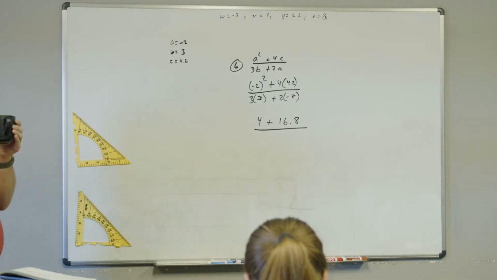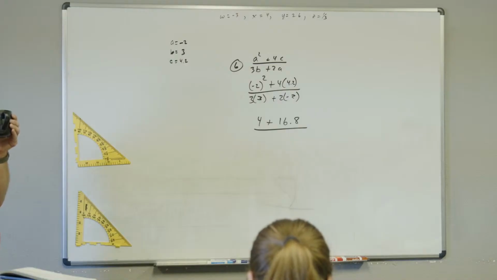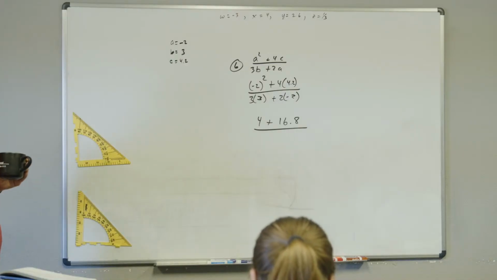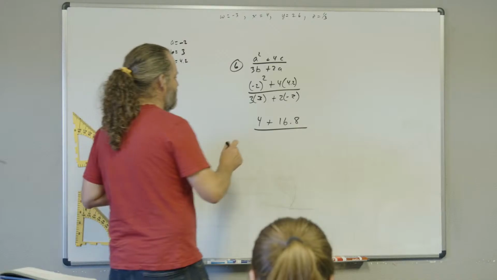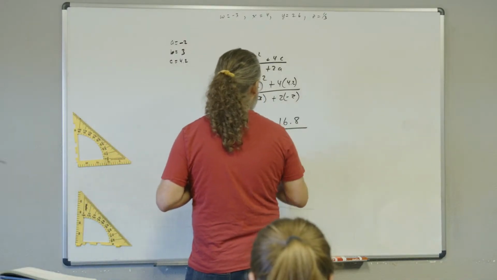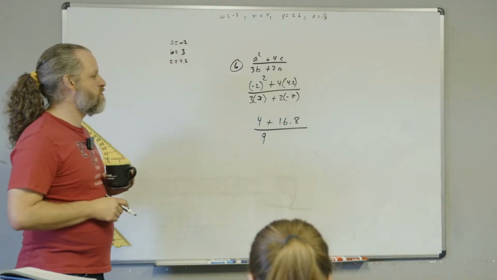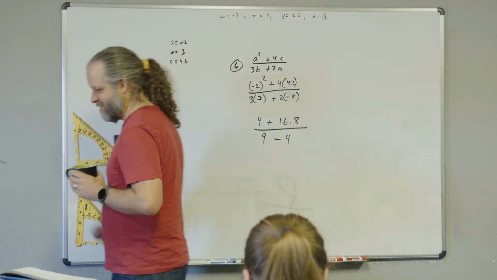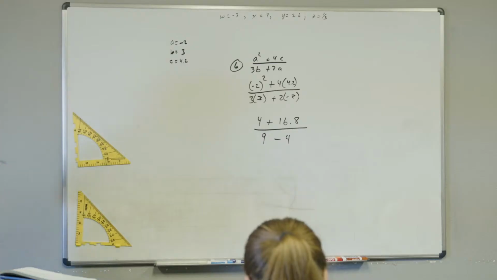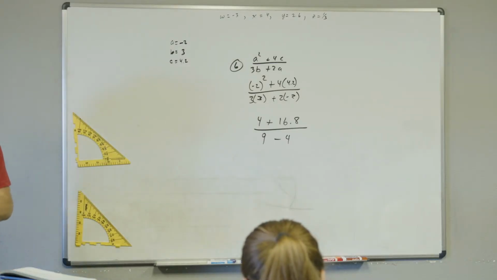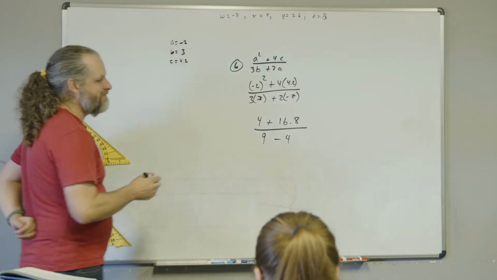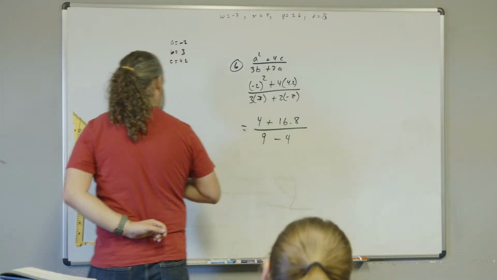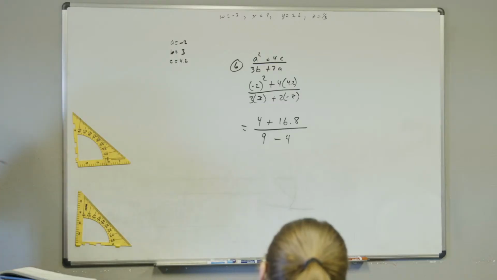What do we do now? What's 3 times 3? 9. Wow. What's 2 times -2? -4. Sounds great. Now what? I mean, yeah, I guess if we want to call it that. What's 4 plus 16.8? Apparently like terms.